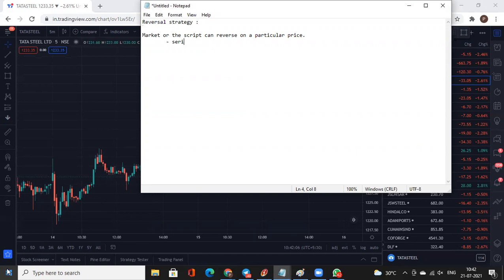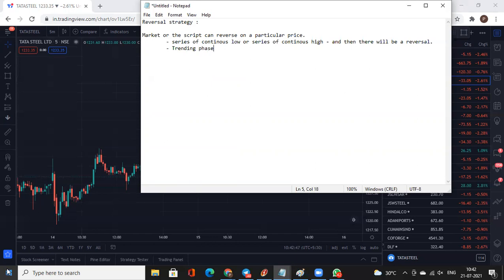There should be a series of continuous lows or a series of continuous highs, and then there will be a reversal. This is the concept that you need to get into your mind. If anyone is talking about reversal, there should be a time frame where the stock is in a trending phase.